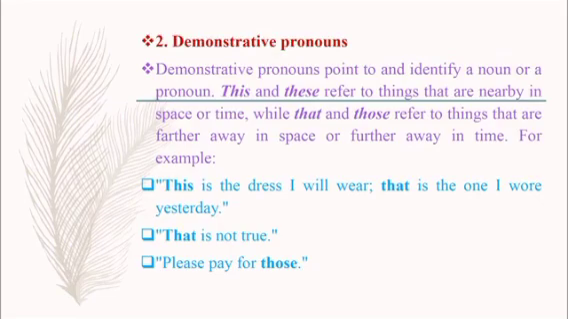Next, let's see about demonstrative pronouns. Demonstrative pronouns point to and identify a noun or a pronoun. This and these refer to things that are nearby in space or time, while that and those refer to things that are farther away in space or further away in time.